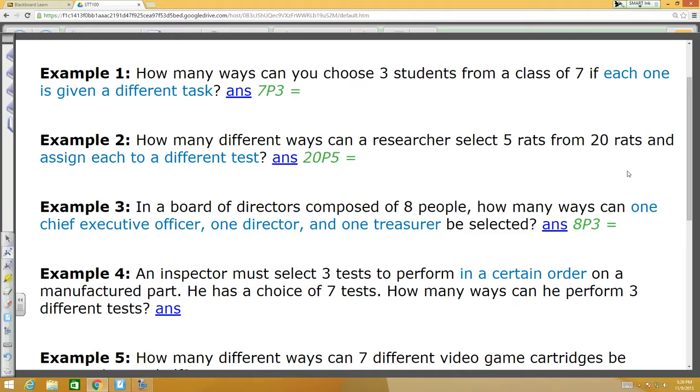See, that means what? That means the first person selected will be the executive officer, and the second will be the director, and the third will be the treasurer. So that means that the order in which they are selected is important, because the first one will do something different from the second one, from the third one, right? So that's how we look at it.